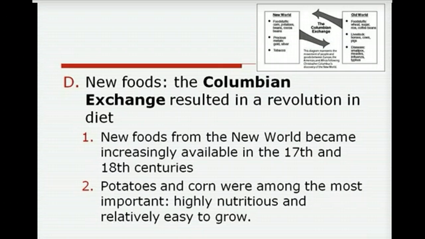There's that chart that you had in your notes as we spoke about it in the Columbian Exchange, of what came from the New World to Europe and what came from Europe to the New World.